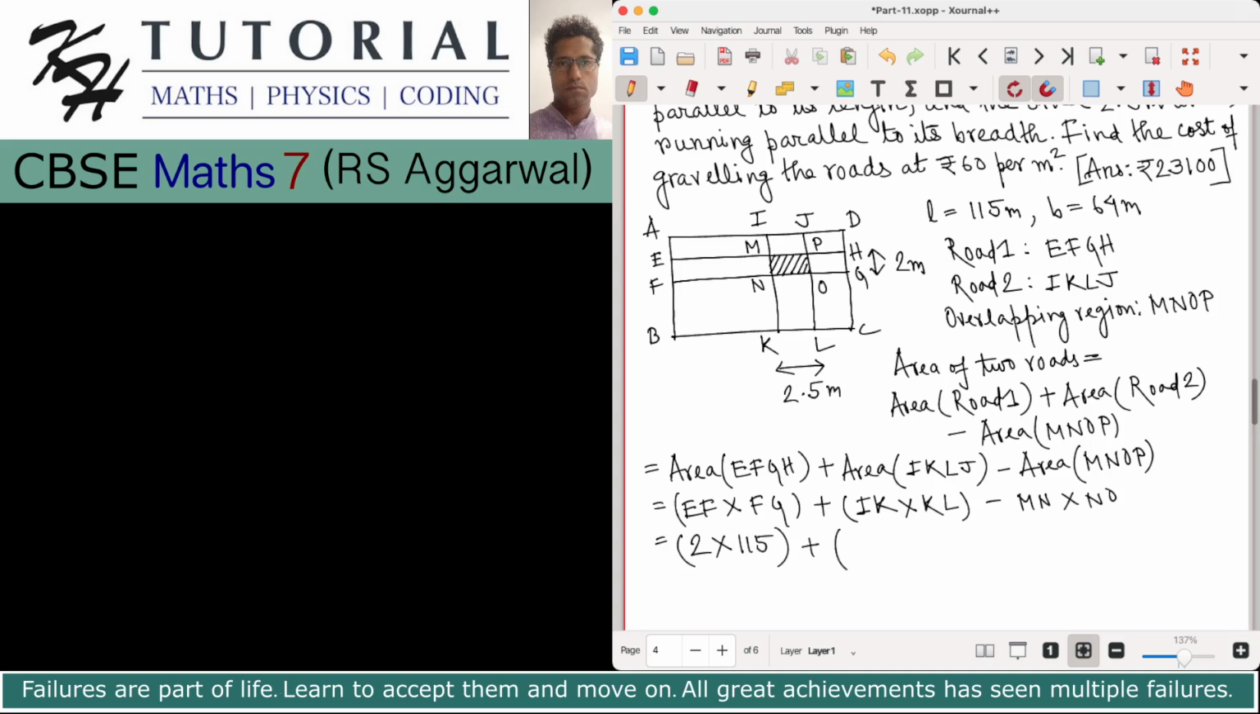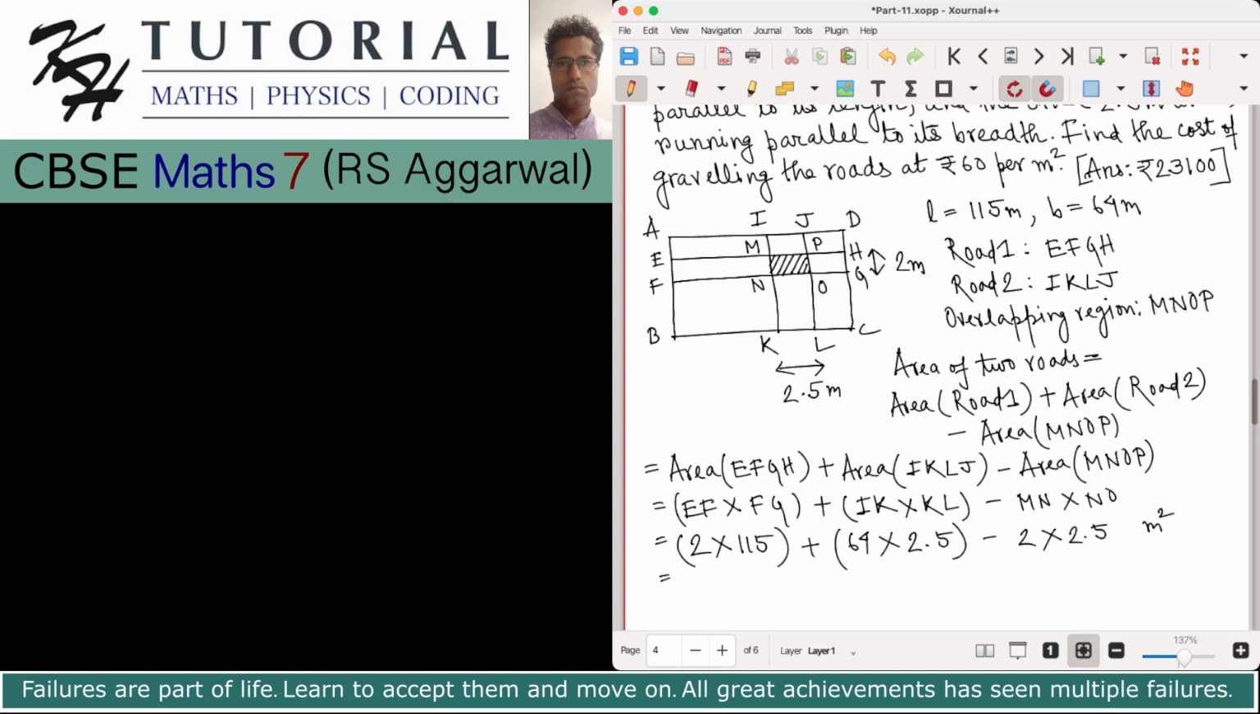plus IK. IK is the breadth of the road, which is 64, multiplied by KL. KL is the width of the road running parallel to the breadth, which is 2.5 meter, minus MN times NO. What is MN? MN is the width of the road running parallel to the length, which is 2, and NO is the width of the road running parallel to the breadth, which is 2.5. So this much meter square.